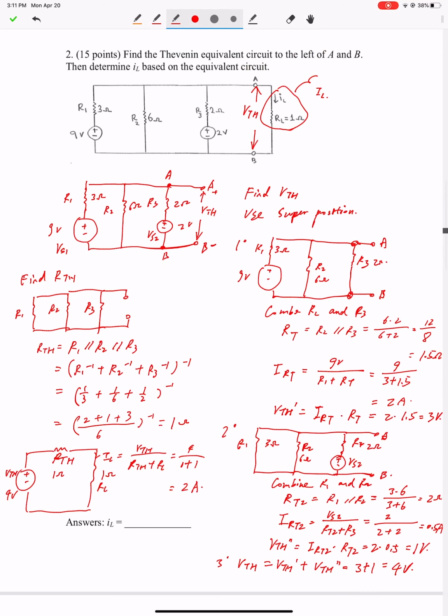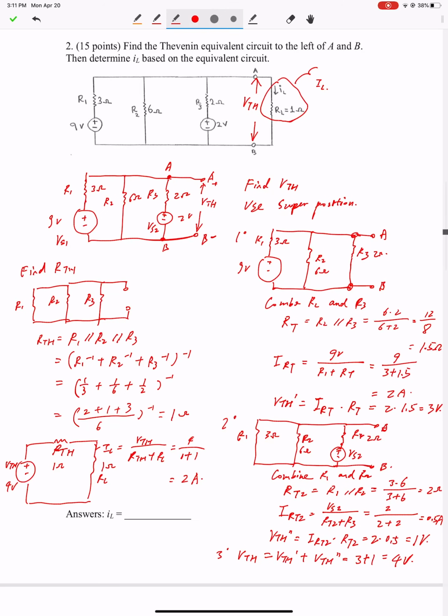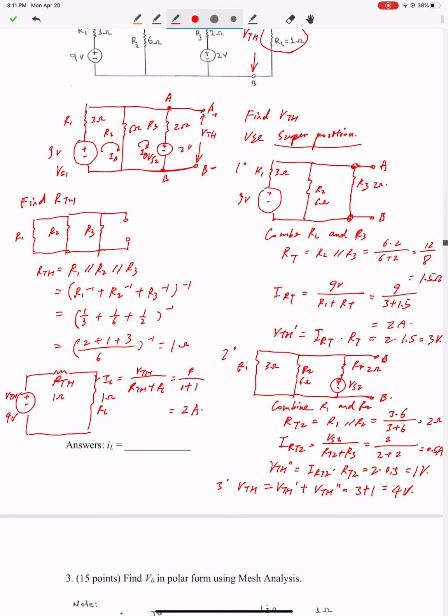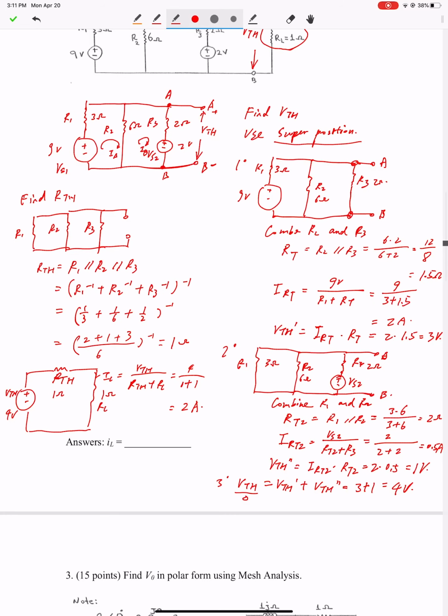Okay. So in this question, I'm using the superposition method to find V Thevenin. Of course, you can use other methods to find V Thevenin, such as mesh analysis. You can define two mesh currents, IA and IB, and of course, you can use nodal analysis to solve this problem either, right? No matter which method you choose, you should find the same V Thevenin, which is 4 volts.